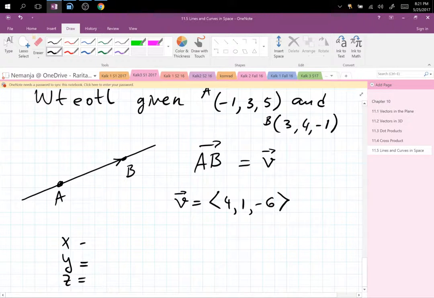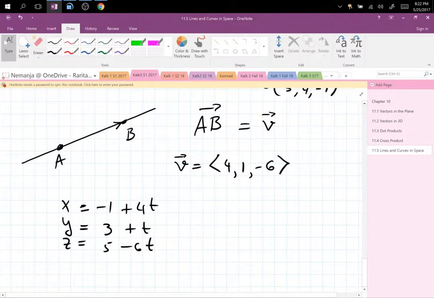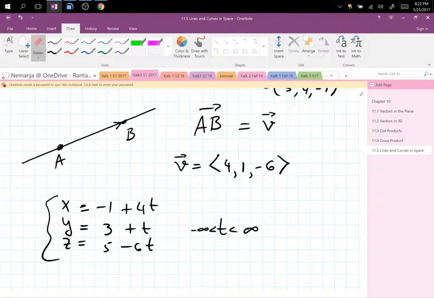X, Y, Z equals (-1, 3, 5) plus (4t, t, -6t). Done deal. Here's your initial point A. Here's your vector V. Here's your t. This A is your good old r0. You can't miss this stuff. This is your answer. You should include that t goes, because it's a parametric set, you have to define the t.